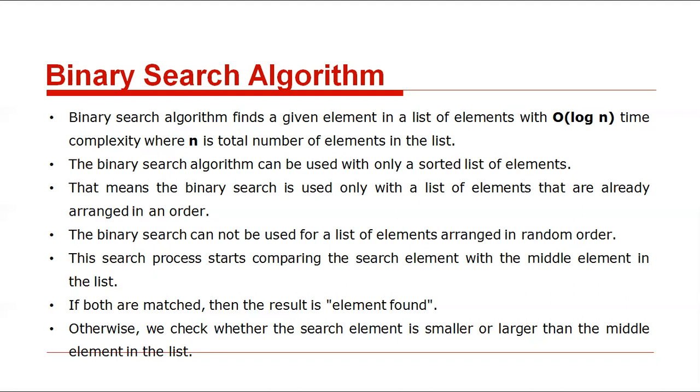This search process starts by comparing the search element with the middle element in the list. Clear? If both are matched, then the result is element found. Otherwise, we check whether the search element is smaller or larger than the middle element in the list.